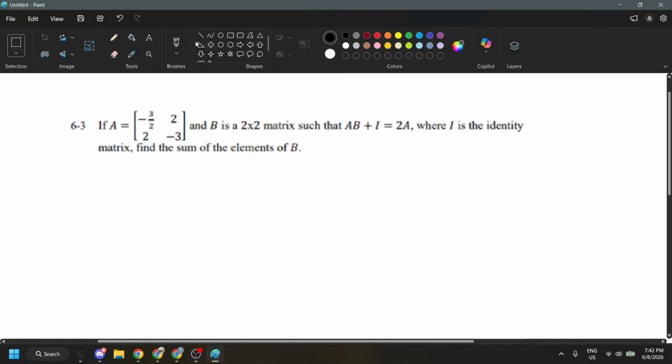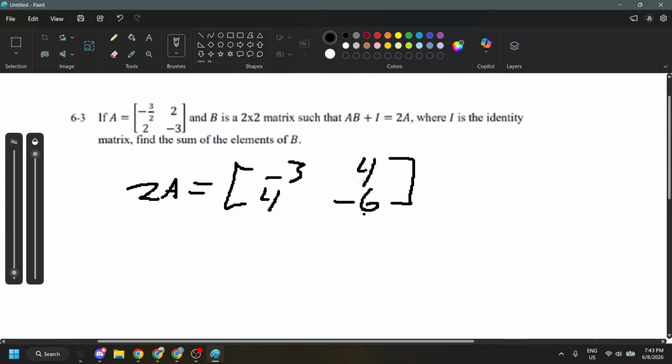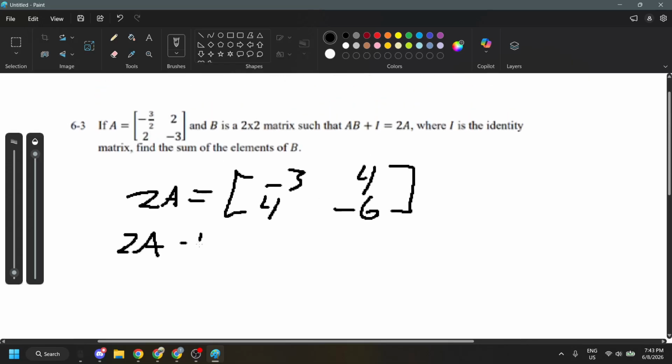Okay, so A is a matrix, this, and B is a 2 by 2 matrix such that AB plus I is equal to 2A, where I is the identity matrix. Find the sum of the elements of B. Okay, so first off, let's write out 2A. 2A is equal to negative 3, 4, 4, negative 6, and I is 1, 0, 0, 1.